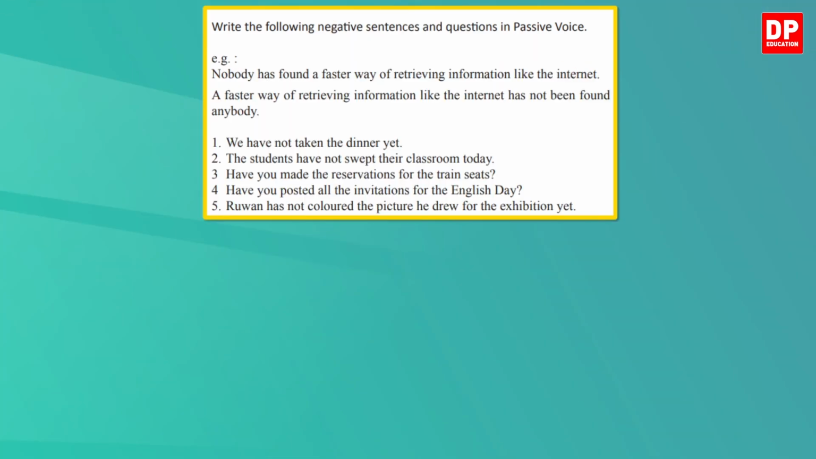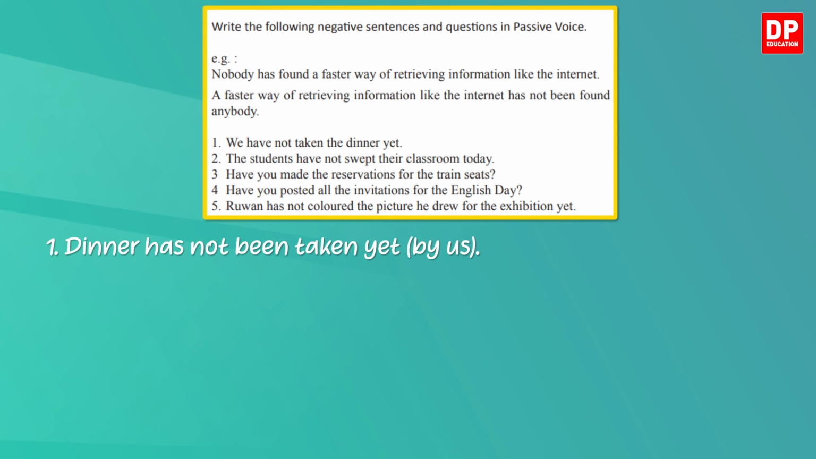Let's check your answers now. Look at the first one. We have not taken dinner yet. How do you write this negative sentence in passive voice? What is the object here? It is dinner. So you have to write it as the subject of your passive sentence. What is the verb? Yes, it should be has not been. So the passive sentence is dinner has not been taken yet by us.